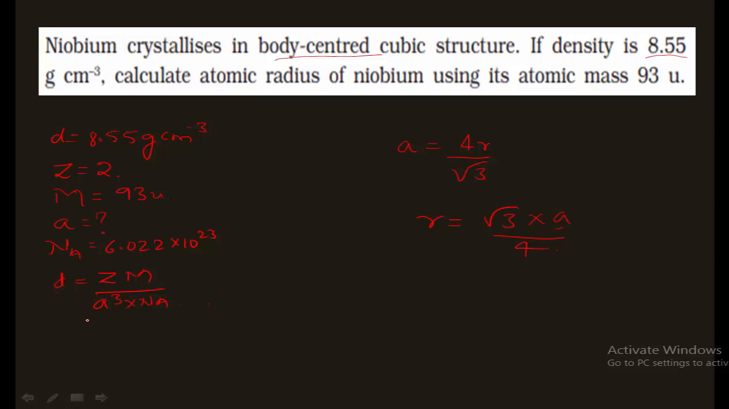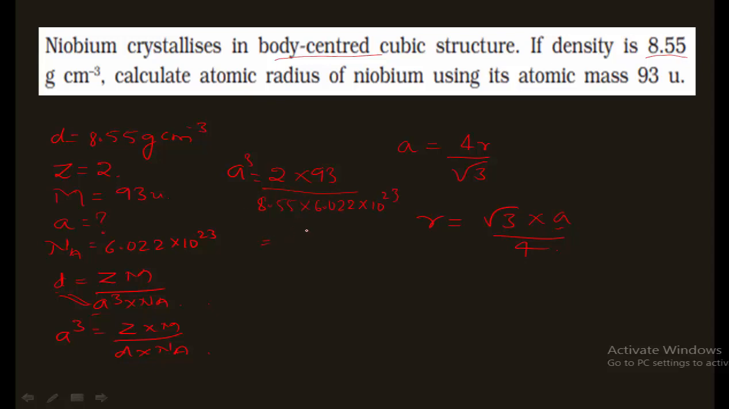But we know the density, but we don't know the A cube. So simply cross multiply this. What we will get? A cube is equal to Z into M divided by D into Na. Now substitute the values. A cube is equal to, so Z means 2 into M is 93 divided by density is 8.55 into 6.022 into 10 raised to 23.